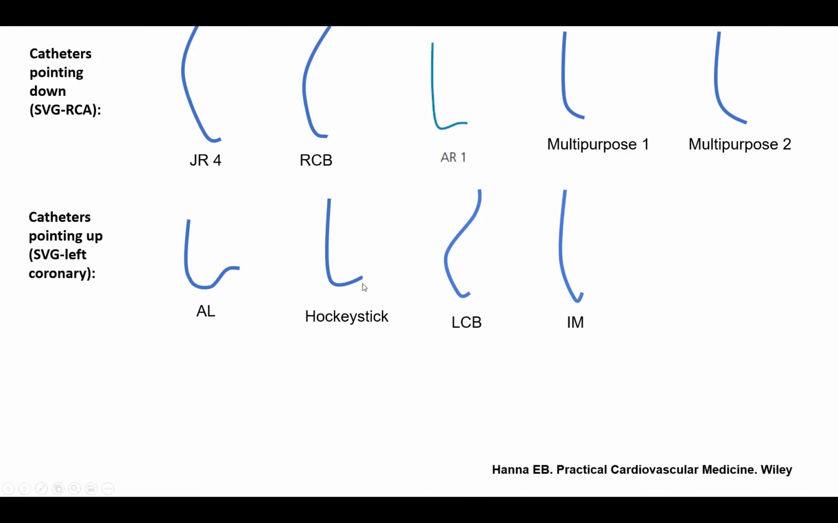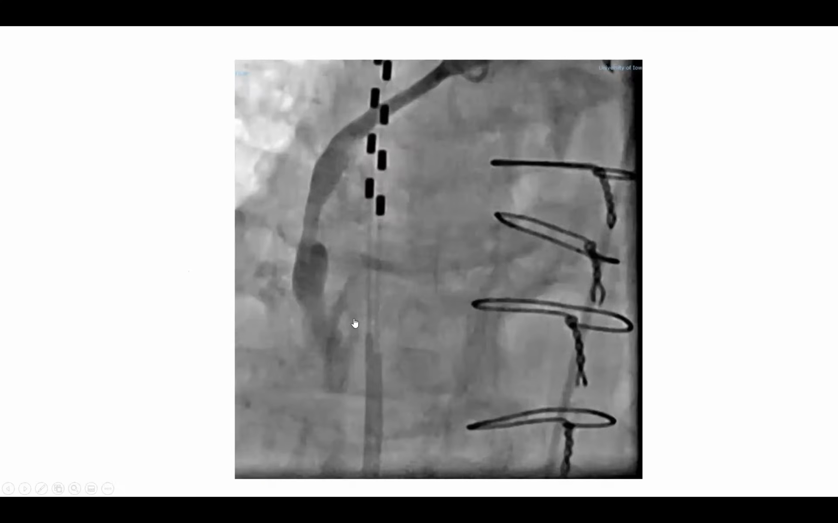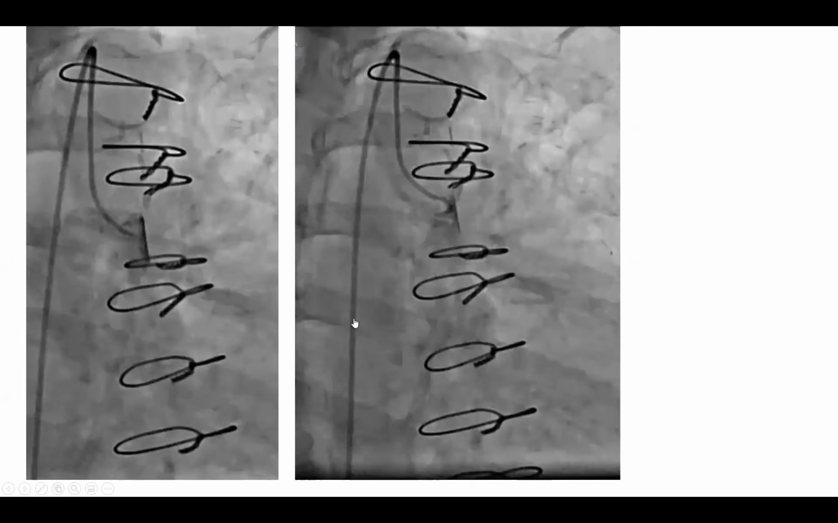Second best is hockey stick. LCB is not great because it has a short tip and it doesn't provide you robust support. AL, on the other hand, provides robust support because it sits on the opposite wall of the aorta. Now, how do you engage with an AL?